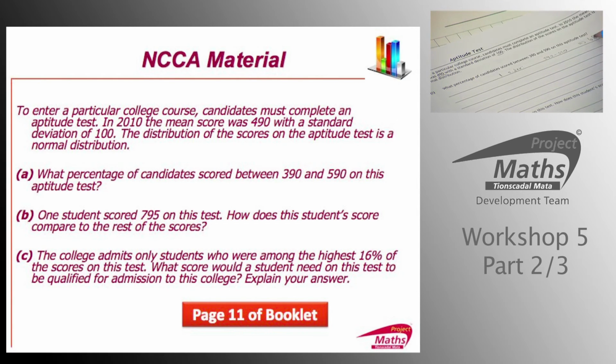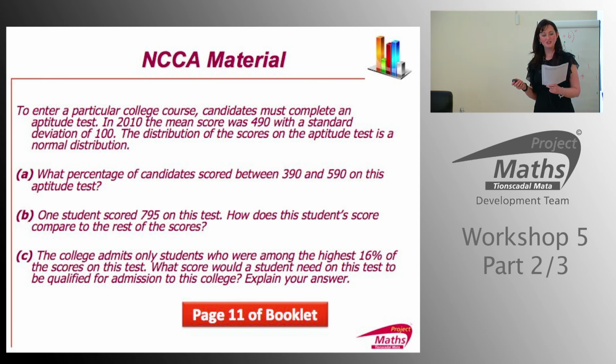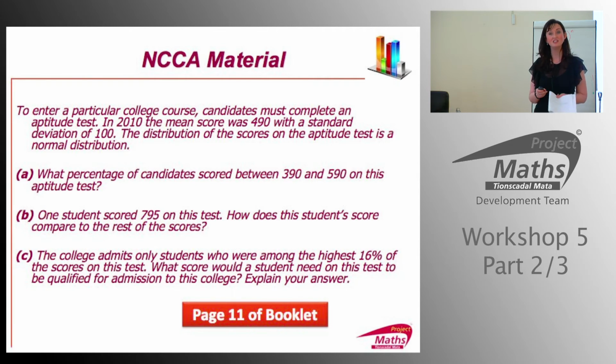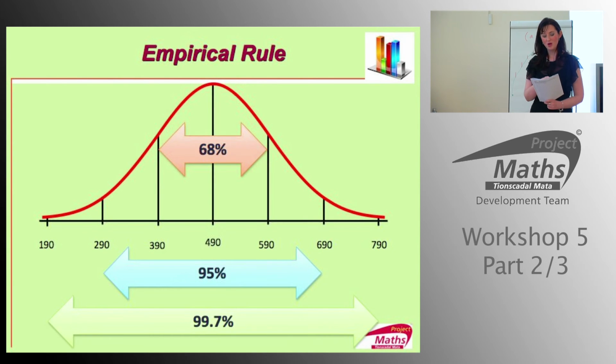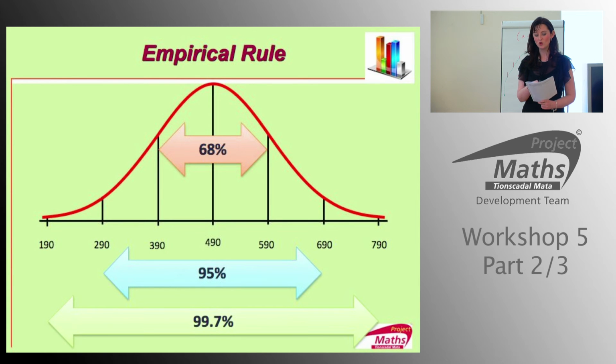So here's our little model of our numbers. To enter a particular college course, candidates must complete an aptitude test. In 2010, the mean score was 490, so there's my mean score, with the standard deviation of 100, and that allowed me to get my intervals there. The distribution of the scores on the aptitude test is normally distributed. Okay, so number one, what percentage of candidates scored between 390 and 590?